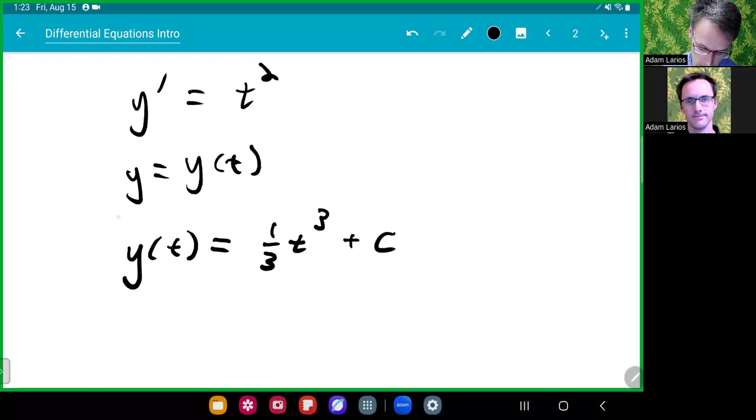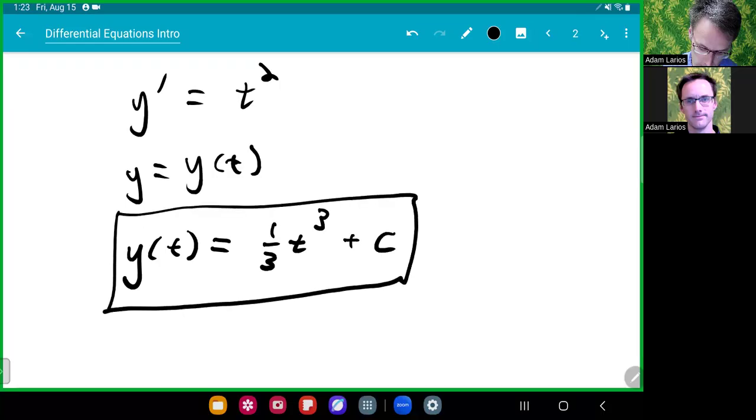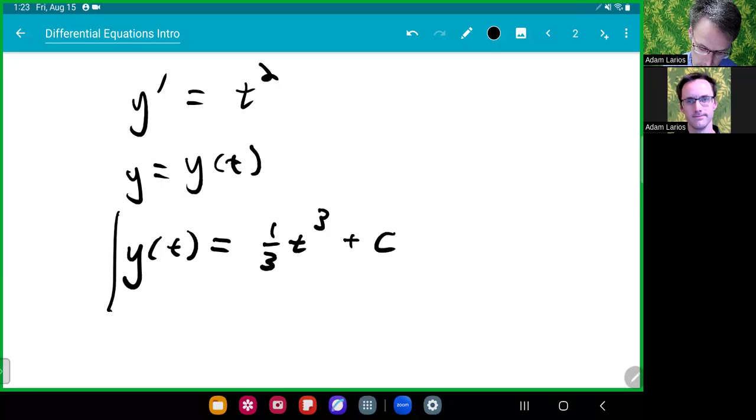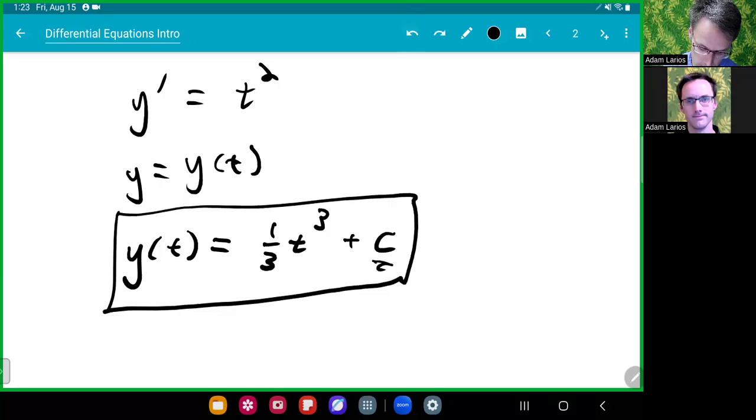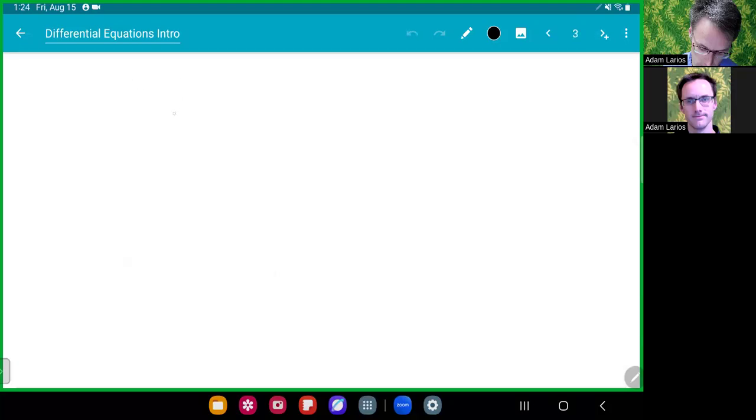We have a family of solutions indexed by this parameter. So there are infinitely many solutions, but they all have this form. And that's just from calculus 2. So we don't normally think about this as a differential equation because it's just a simple task of integration. So let's see a slightly more involved differential equation.